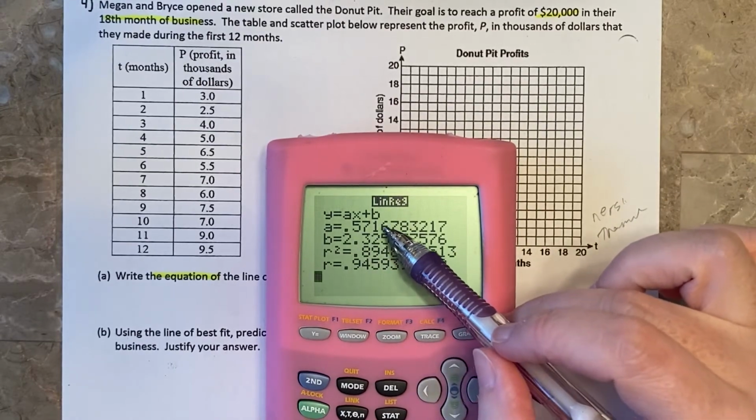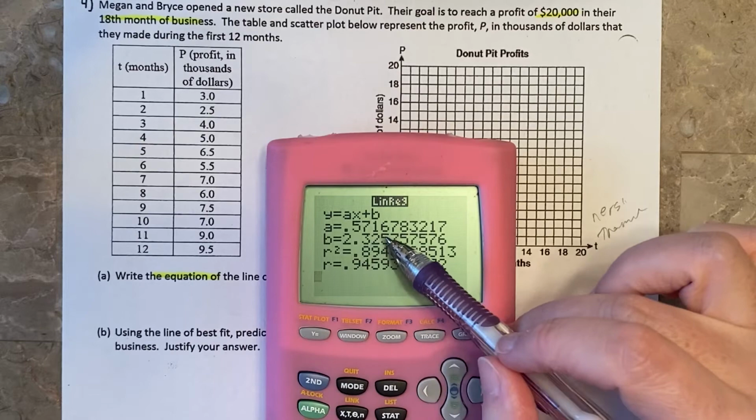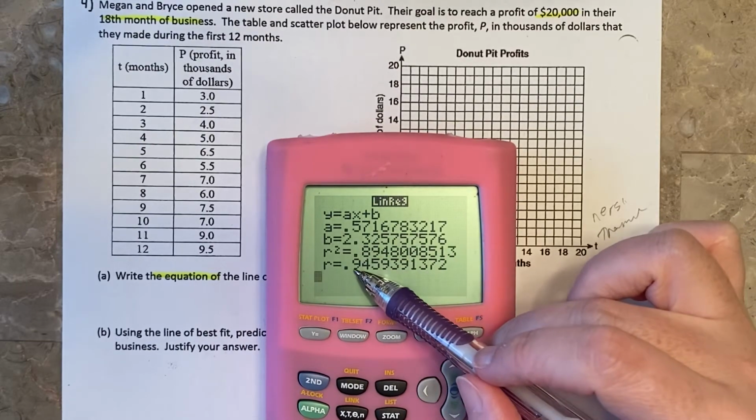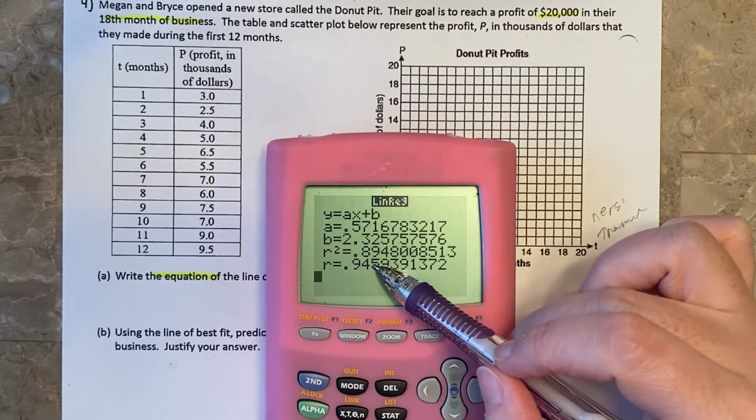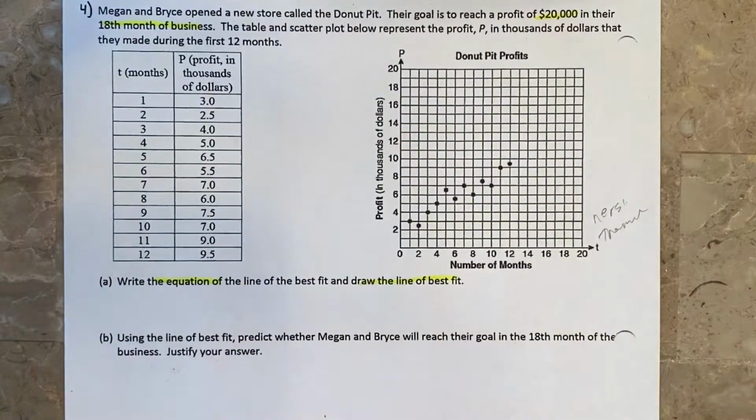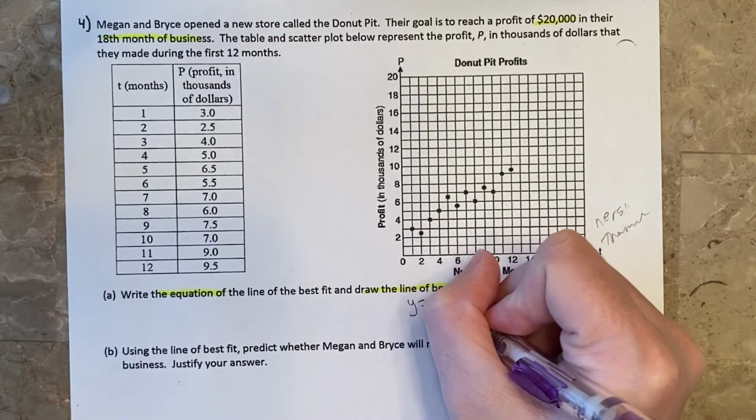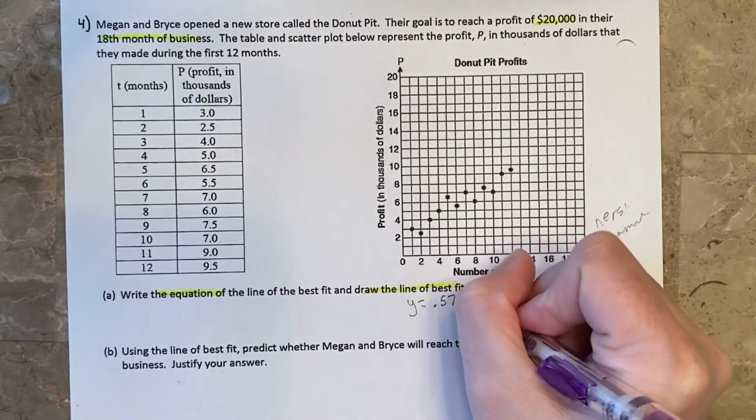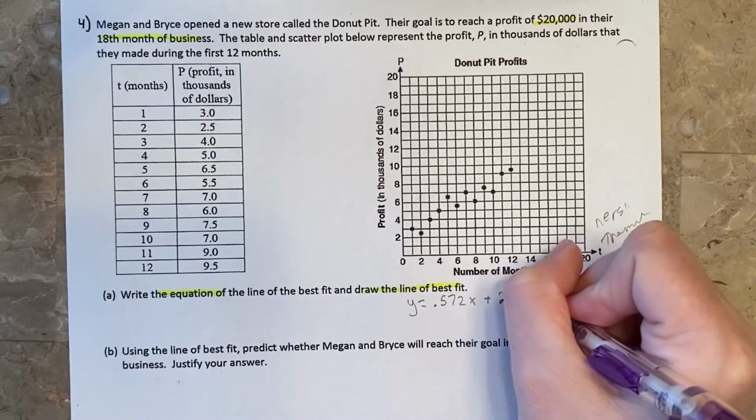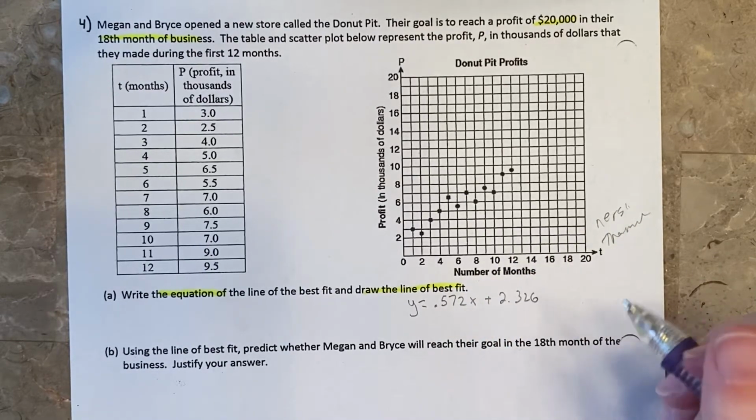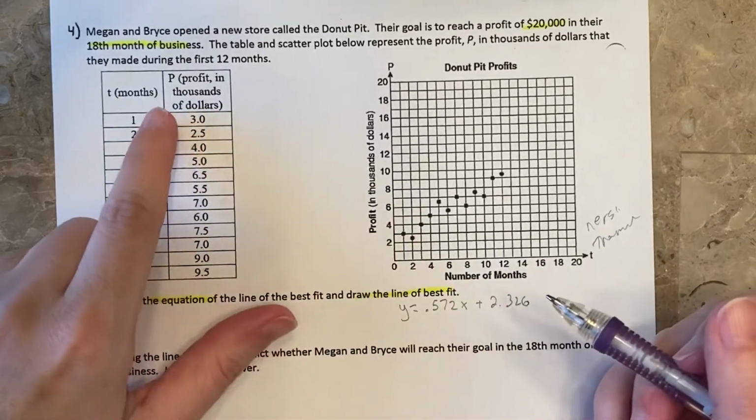Tens, hundreds, thousandths. That 6 will round up to a 2. Tens, hundreds, thousandths. That 7 will round up to a 6. And we're going to do our correlation coefficient. That 9 will round up to a 6. All right, so the equation is y equals 0.572x plus 2.326, right? 2.326, yes. All right, so we have our equation.